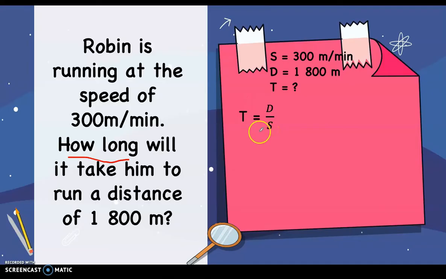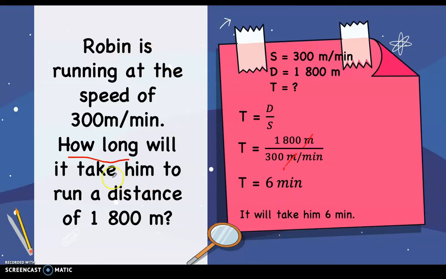So let's substitute the given: the distance is 1,800 meters divided by the speed, which is 300 meters per minute. Let's divide: 1,800 divided by 300 is equal to 6, right? And for the unit, we have meters divided by meters over minute. We cancel out these meters, and the remaining unit here is minute. Therefore, our answer is 6 minutes. So it will take him 6 minutes.